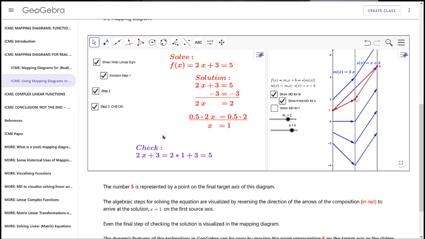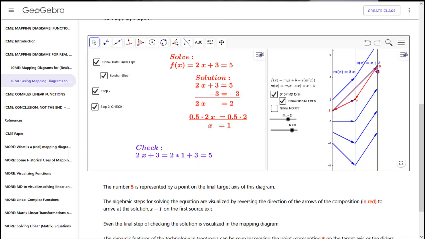Of course, there's the check, and that is to plug the number 1 into the function and see that 2 times 1 plus 3 is in fact 5, and that is seeing that arrow, the single arrow, seeing the function going back from the number 1 to the number 5.